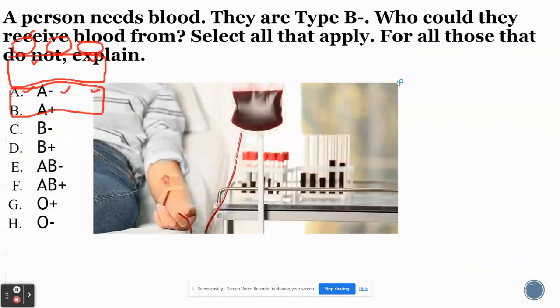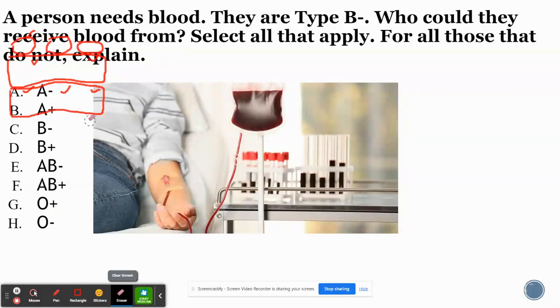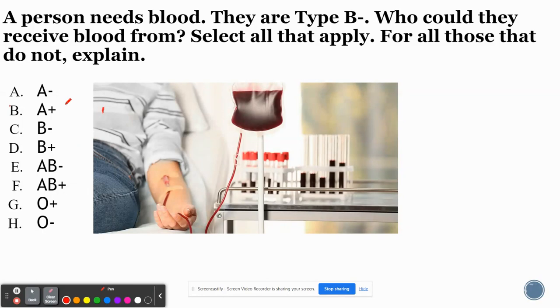You can maybe figure that out in that way as well. So let's go and take a look at a sample problem here that you can try out. So you are a person who needs to receive blood. And you're type B minus. So who could you receive blood from? You're going to select all that applies, and then you're going to try to explain for those who can't give blood to you why they can't.